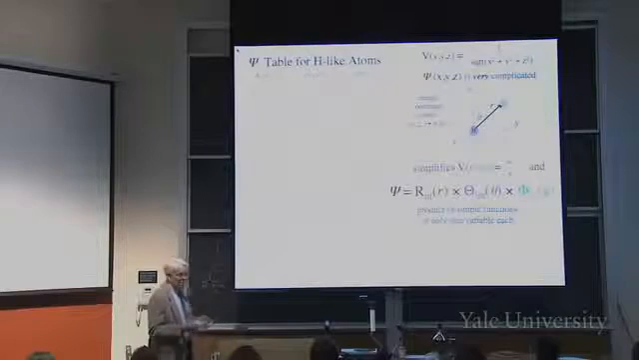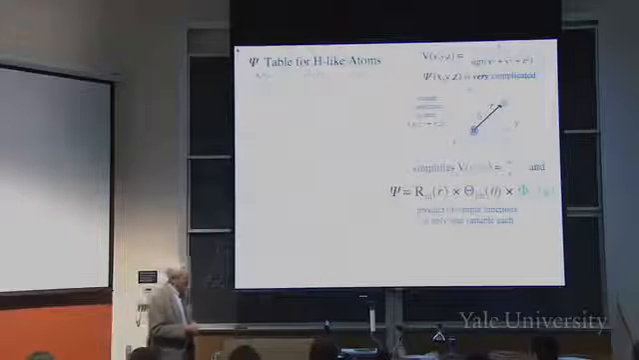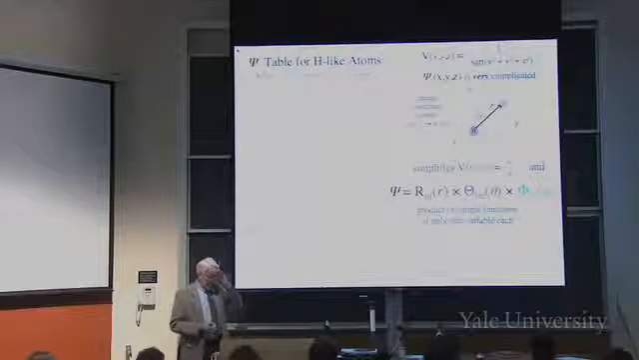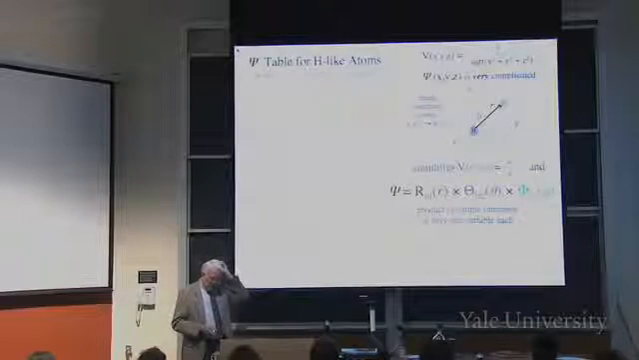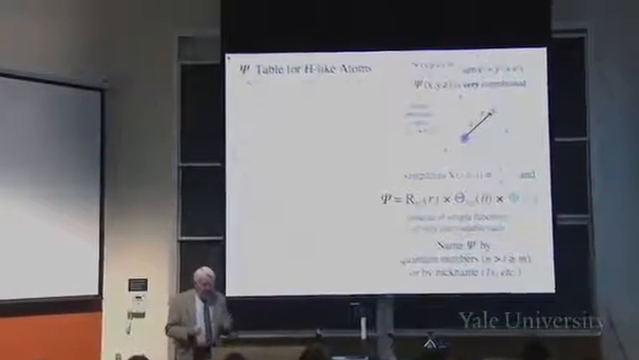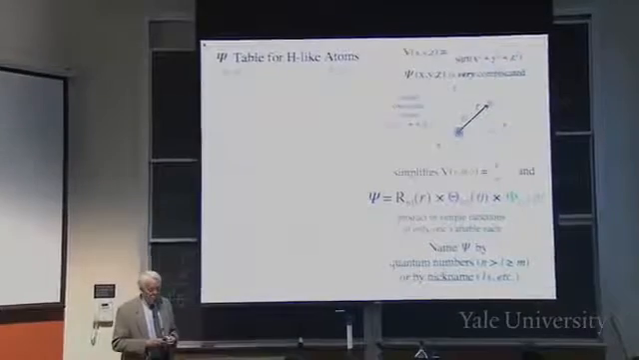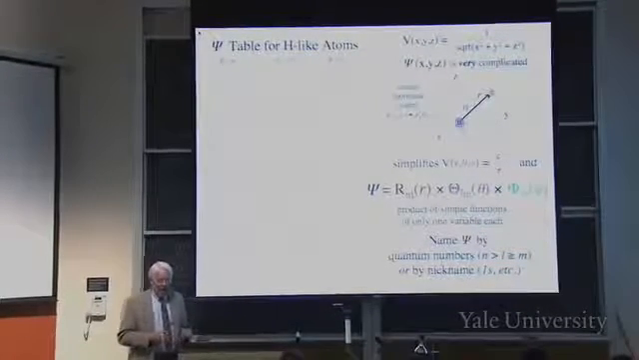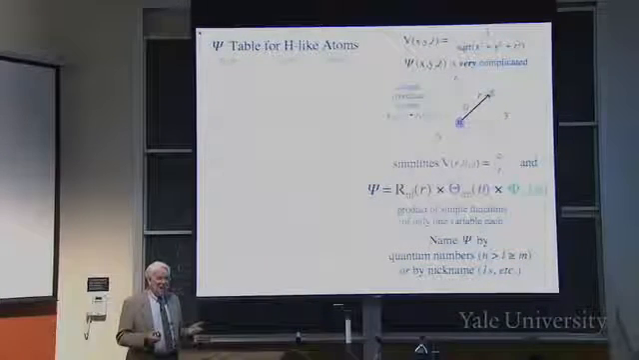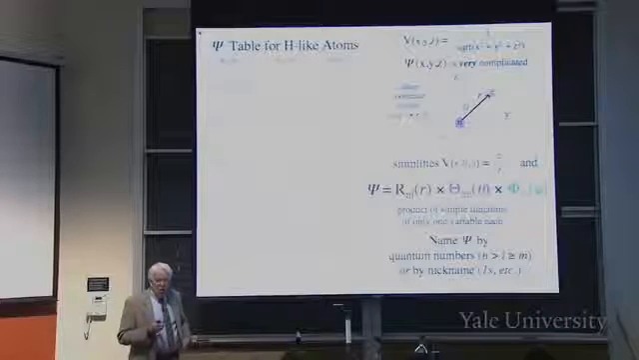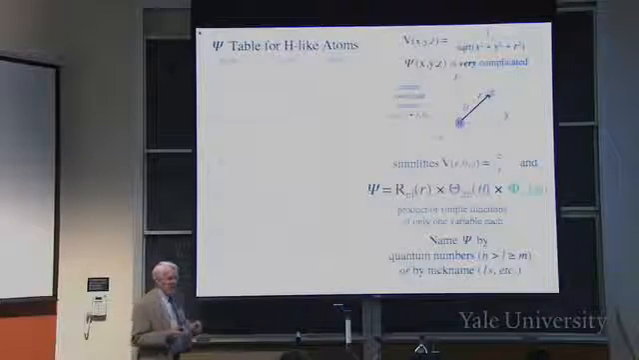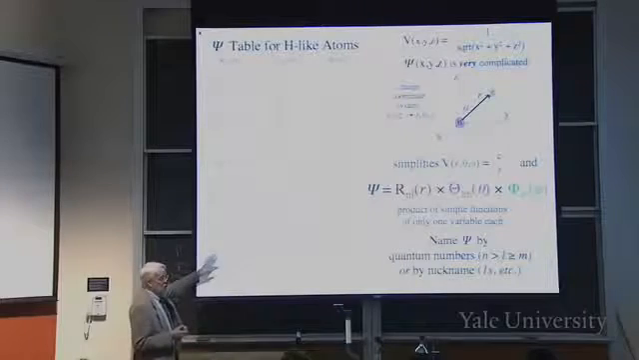This is what these mathematicians had all figured out, okay? And so how do we go about doing it? Well, we can name the psi we're going to get by a nickname, like 1s or 2px or something like that. But you can also name it by the numbers that name these individual functions.